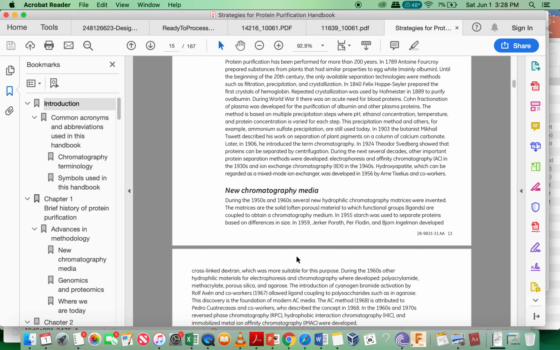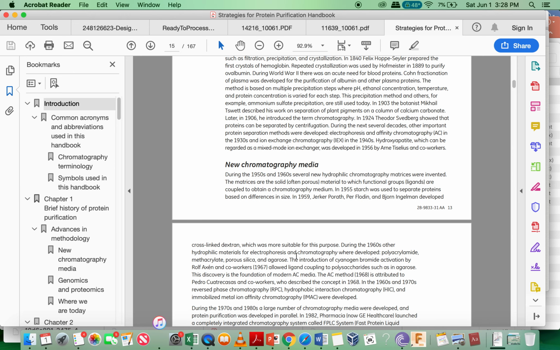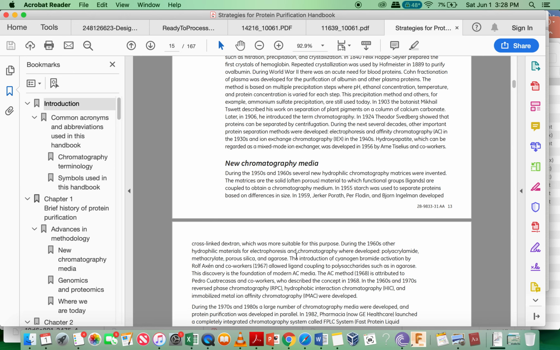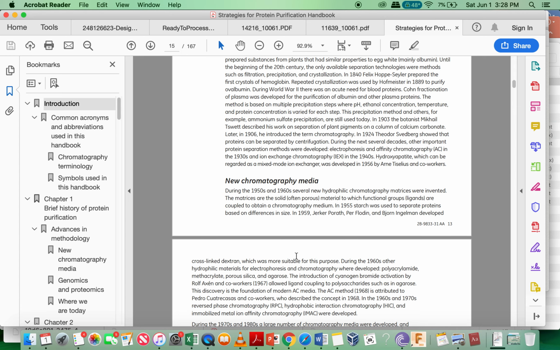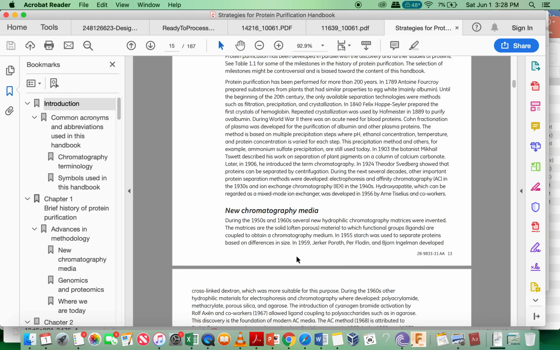During the next several decades, other important protein separation methods were developed: electrophoresis and affinity chromatography in the 1930s, and ion exchange chromatography in the 1940s. Hydroxyapatite, which can be regarded as a mixed mode ion exchange medium, was developed in 1956.